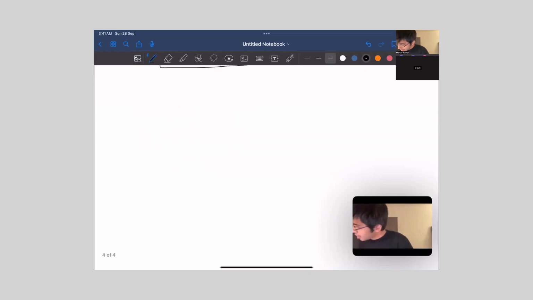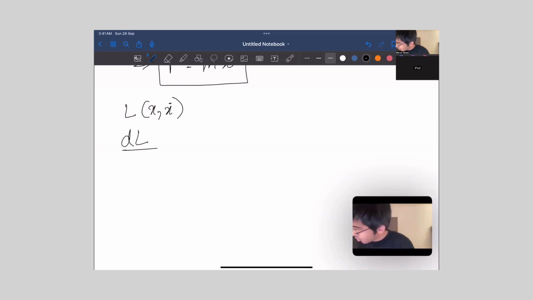So let's take our Lagrangian. We have our Lagrangian in terms of x and x dot. We can take the derivative of the Lagrangian with respect to time. Okay, now I can write this as the partial derivative of the Lagrangian with respect to x.